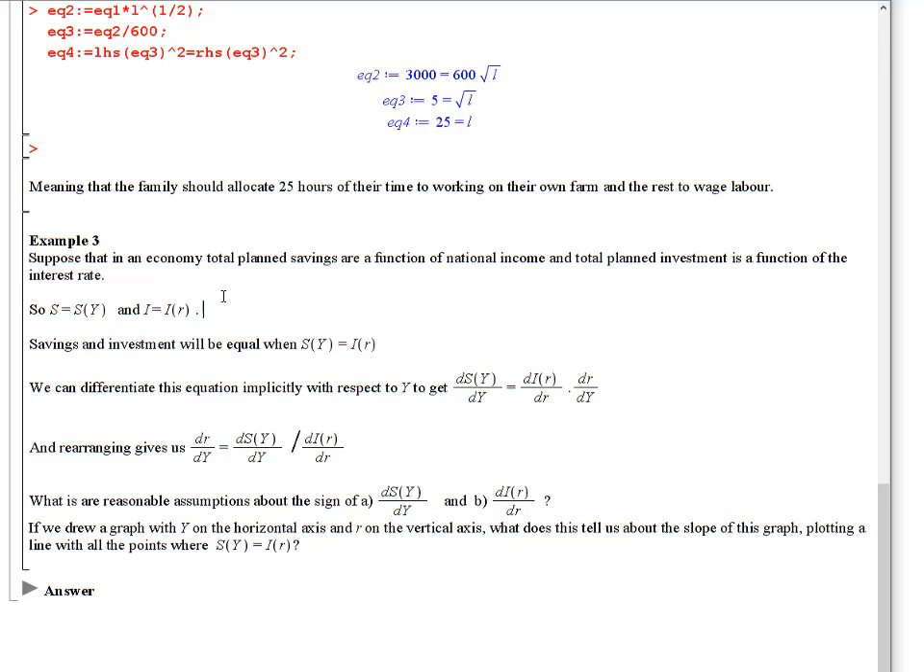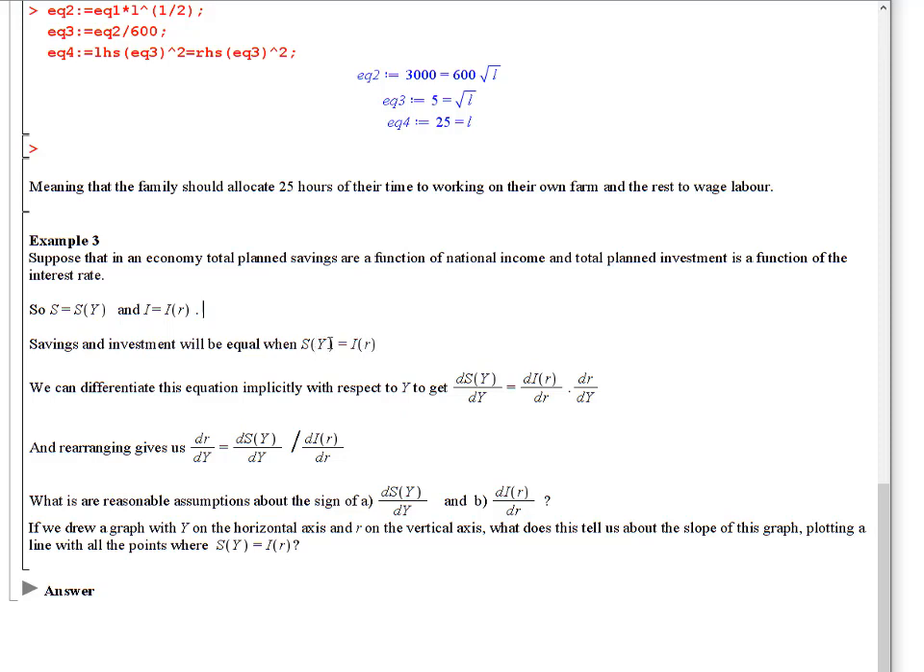So suppose you have an economy where total planned savings depend on national income, which sounds reasonable enough, and total planned investment is a function of the interest rate. So the amount of planned savings in the economy depends on national income, and the amount that people plan to invest, the private investment, depends on the interest rate. Now, savings and investment in the economy will be equal when national savings equals planned investment. We can use implicit differentiation to differentiate both sides of this equation.